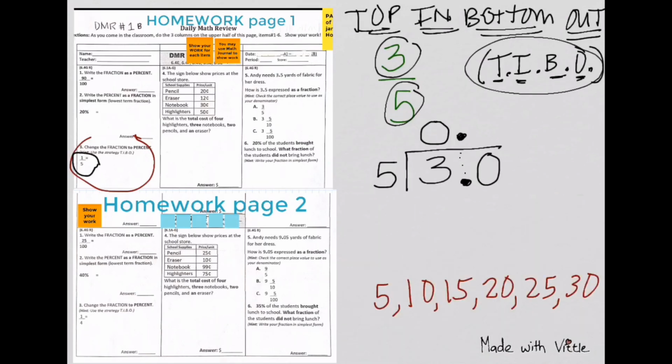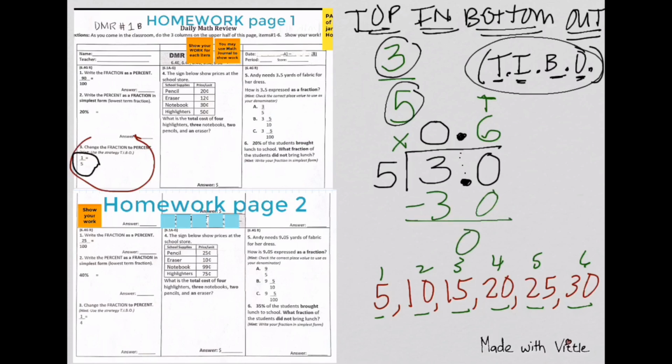How do I know it's 6? I skip counted by 5. So when I skip counted by 5, I had 5, 10, 15, 20, and I didn't stop until I got to 30. 25, 30, and I counted, that is 6 times. Okay, so my answer here on the tenths place value is 6. Multiply that by 5. 6 times 5 is 30. Subtract that, 0. So the decimal form of 3/5 is 0.6.